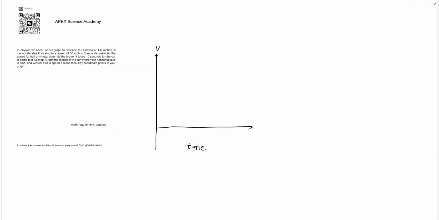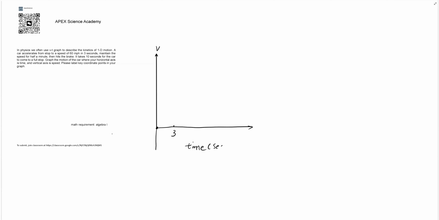So let's trace out the velocity profile as a function of time. We'll trace the velocity as a time dependence. Start with zero velocity over here at t equal to 0, velocity equal to 0, and accelerate from stop to a speed of 60 miles per hour in 30 seconds. So my first key point is 30 seconds.